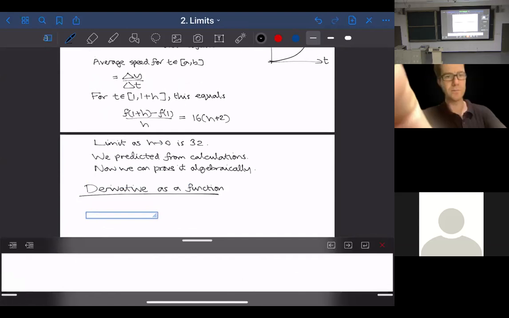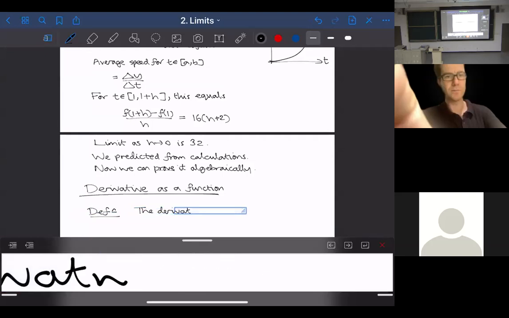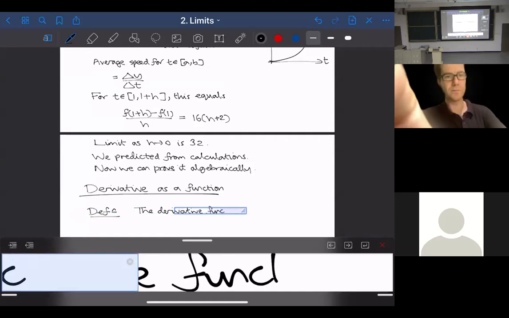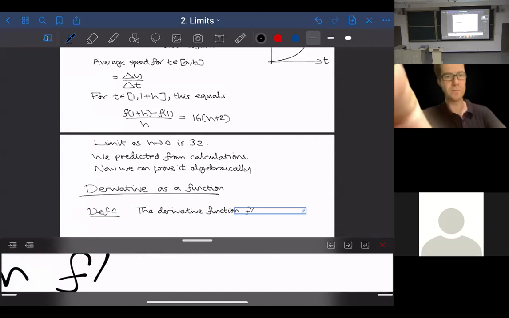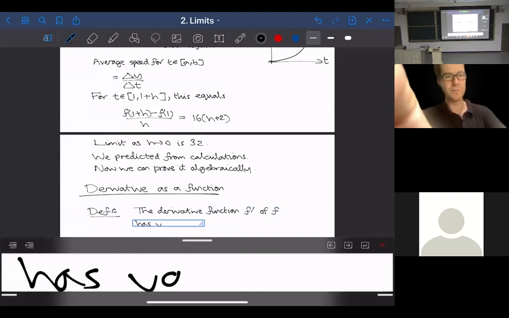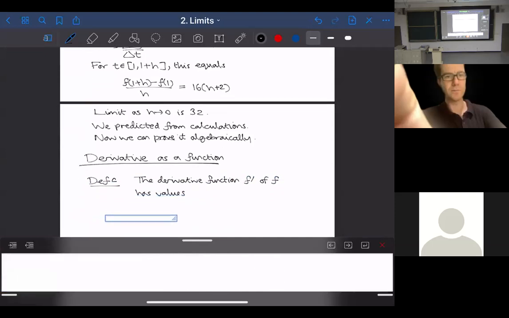So we calculated the slope of graphs at a particular point, and we also showed in certain cases we could calculate the slope at any point. So in that case, we can get something called the derivative function, f prime of f. So that's a function with values given by calculating the slope of the graph.